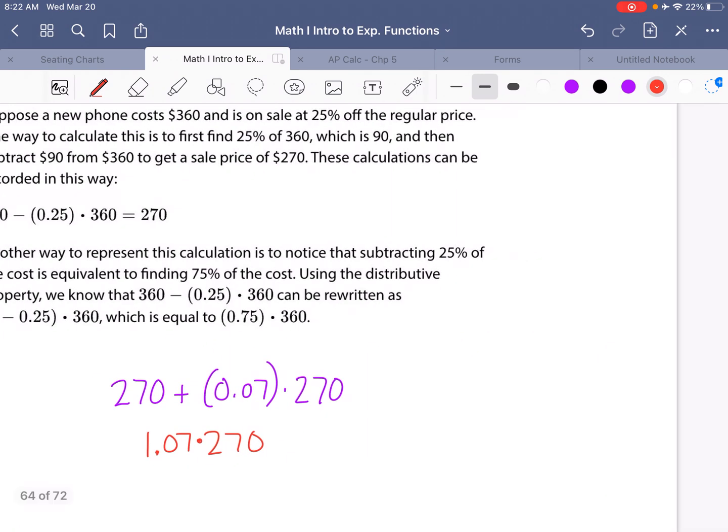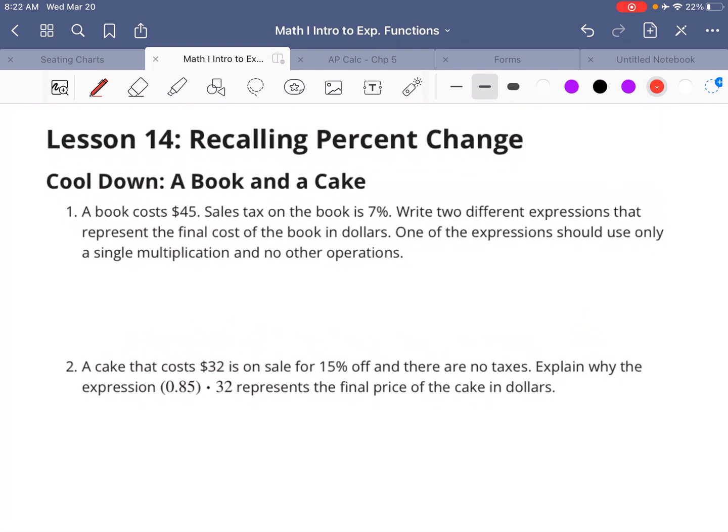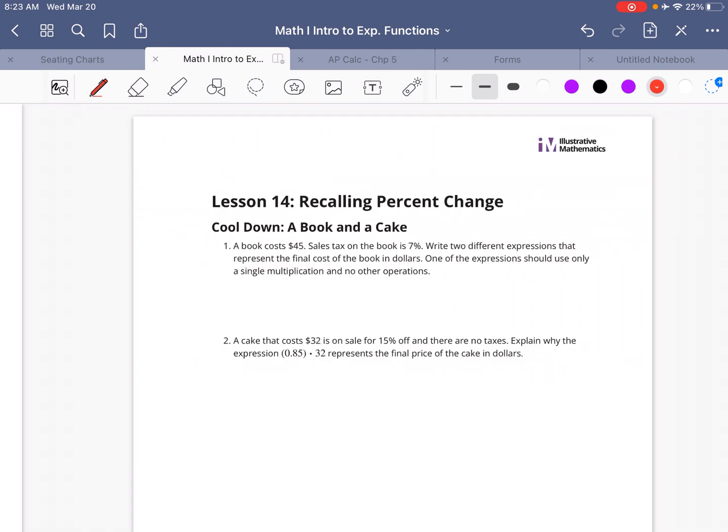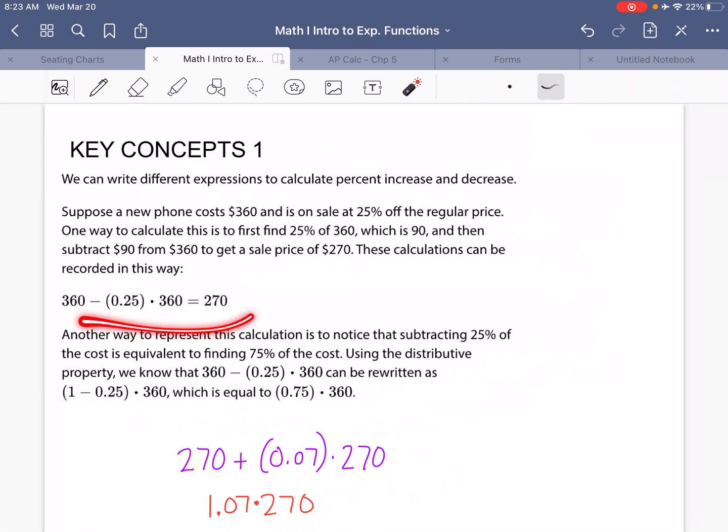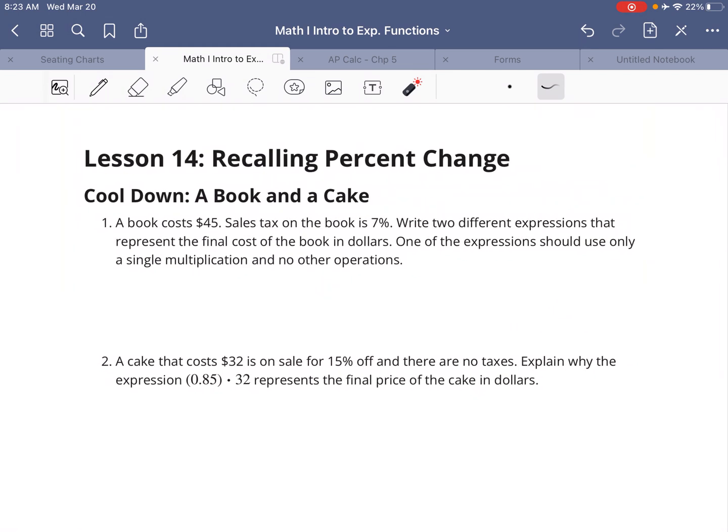Let's take a look at the cooldown. A book costs $45. Sales tax on the book is 7%. Write two different expressions that represent the final cost of the book in dollars. One of the expressions should only use a single multiplication and no other operations. Two expressions. I want one that looks like this, and I want one that looks like that. For 7% more than the price.